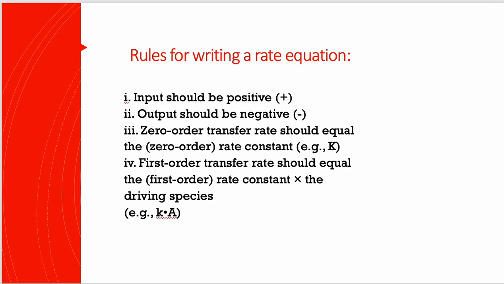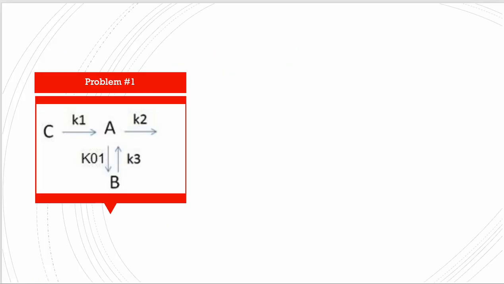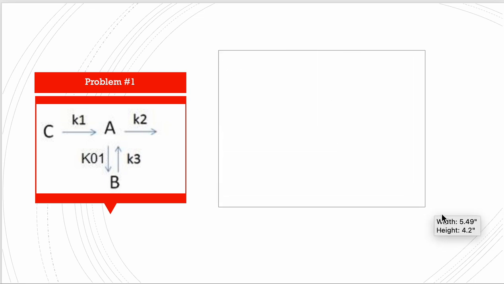Let's go over some of these rules. In an example problem, I will show you how we use them. So you begin by writing the rate equations for each letter A, B, and C. Let's start with A.